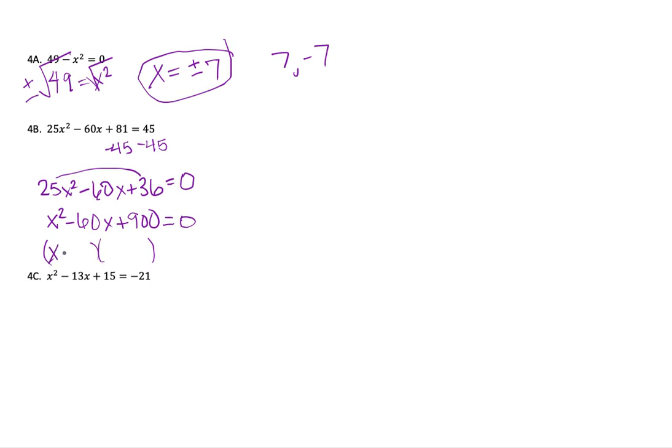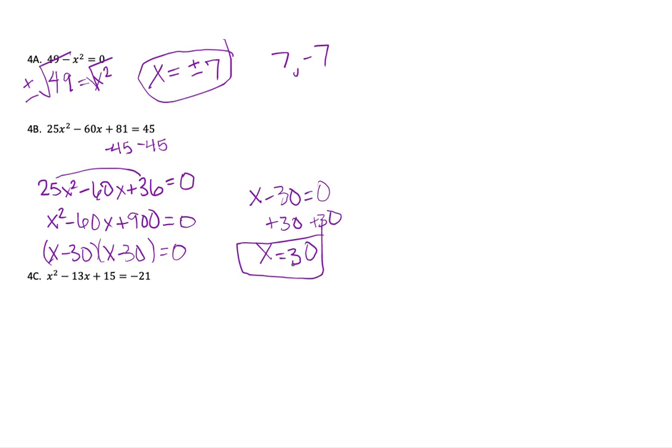So I'm going to go x minus 30, x minus 30 equals 0. So you have two factors. You can set them equal to 0. Either way, you're just going to get one answer, which is 30. So x minus 30 equals 0. Once I add 30 to both sides, I get that x equals 30. So what that's telling me is the vertex lies on the x-axis because there is just one answer.